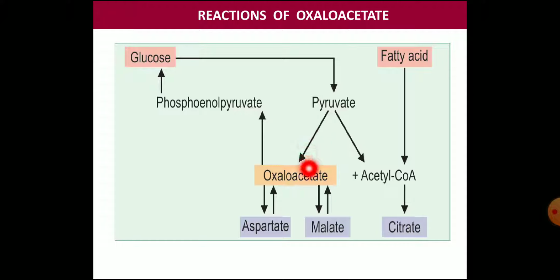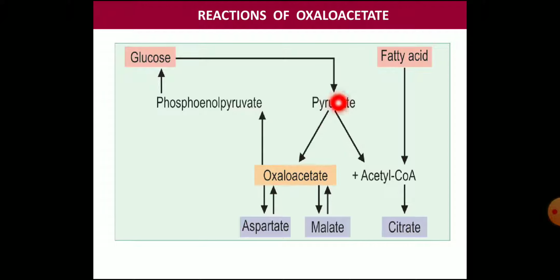And then you can also obtain oxaloacetate from the amino acid aspartic acid, by transamination reactions, and also from malate by the malate dehydrogenase reaction. So the oxaloacetate is there.